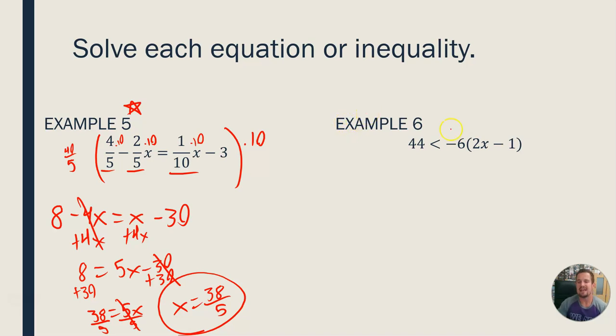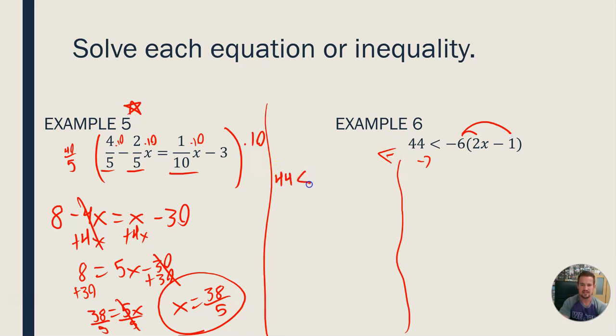Okay? The last problem I want to do is an inequality problem. Okay? So I have 44 is less than negative 6 times 2x minus 1. Okay? Couple things I could do. I'm going to solve it one way on this side of the line and then one way on the other side of the line. So first thing I could do is I could distribute the negative 6. That would give me 44 is less than negative 12x, because negative 6 times 2x is negative 12x. Negative 6 times negative 1 is a positive 6. Okay? Then I'm going to go ahead and subtract 6 to the other side, which gives me 44 minus 6 is 38 is less than negative 12x.